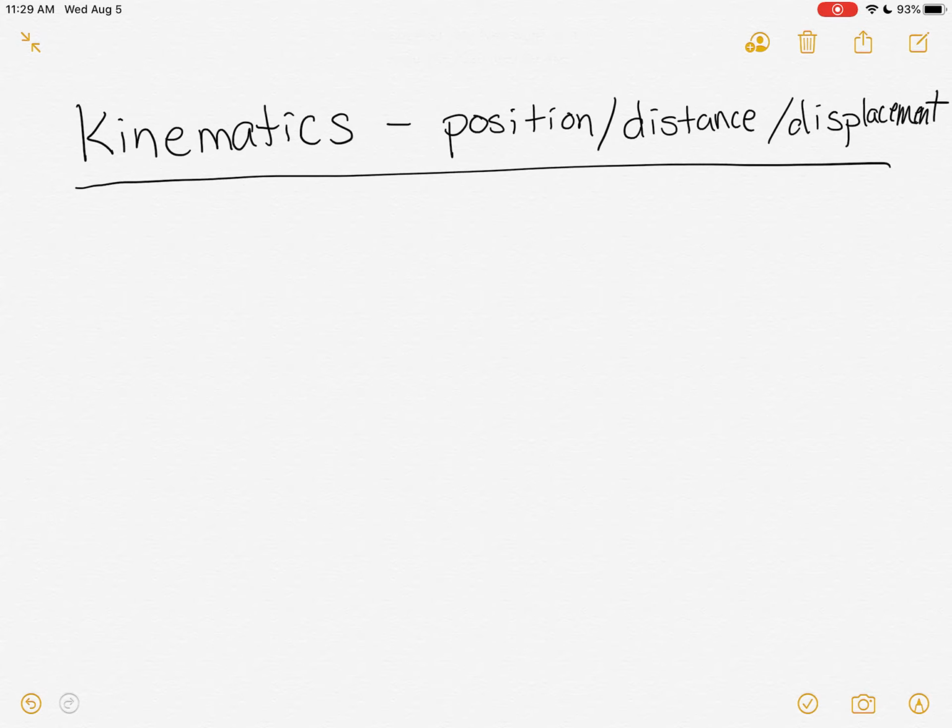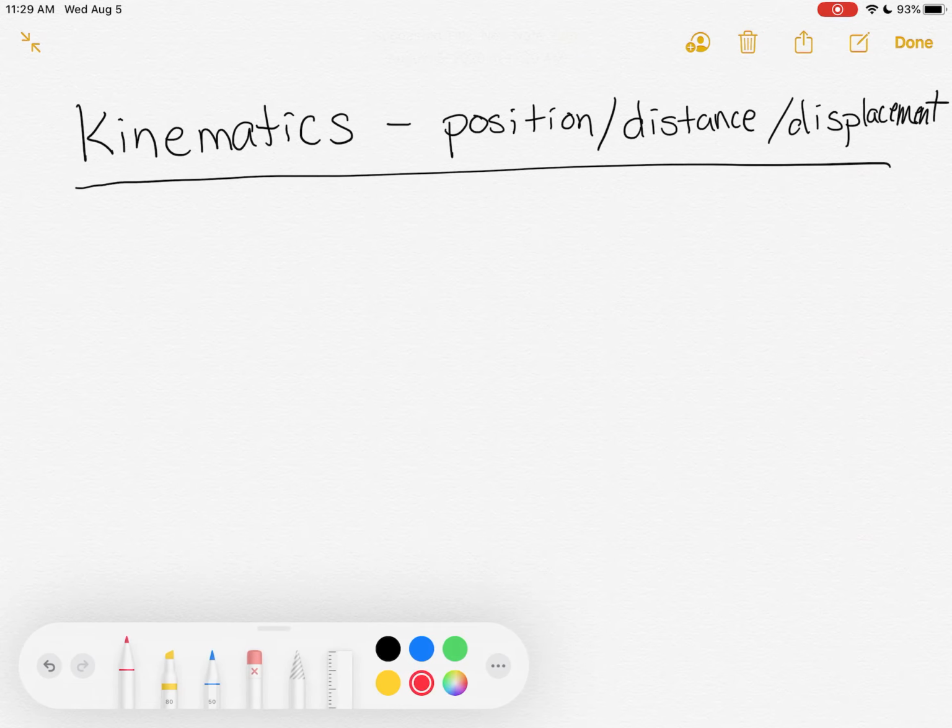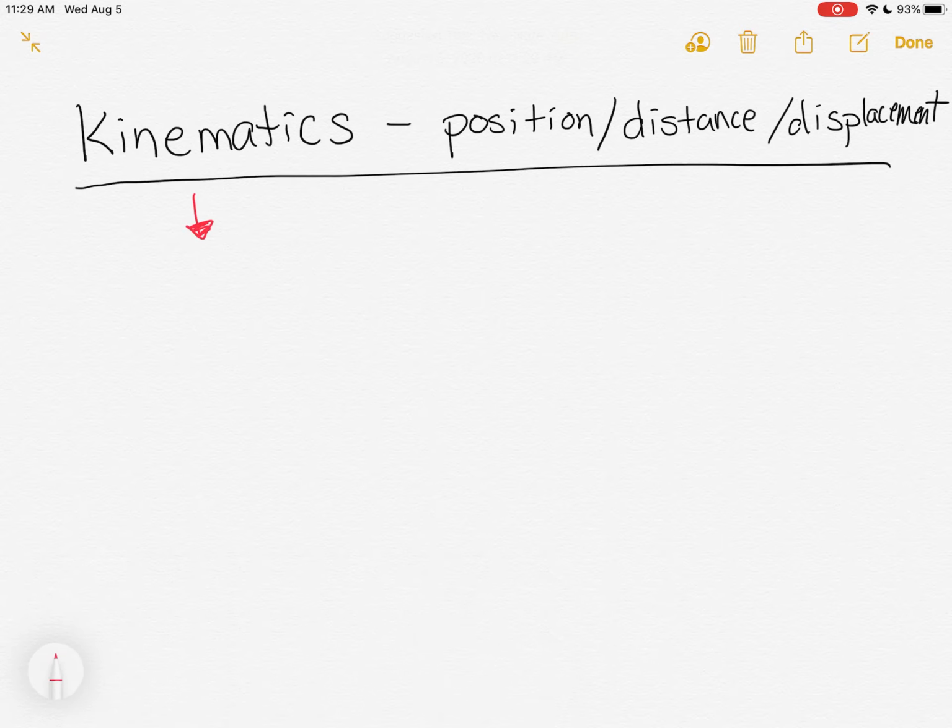So in this video lesson, we're going to have a look at the beginning of kinematics. More specifically, we're going to look at position, distance, and displacement. So we're going to start by talking about the word kinematics. And so kinematics is actually the study of motion.